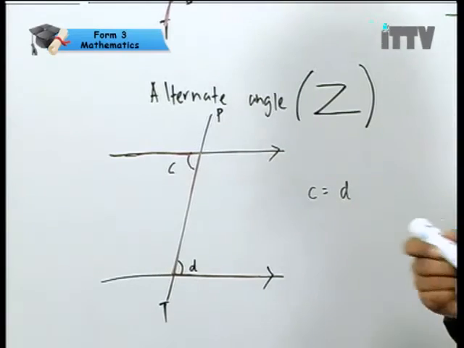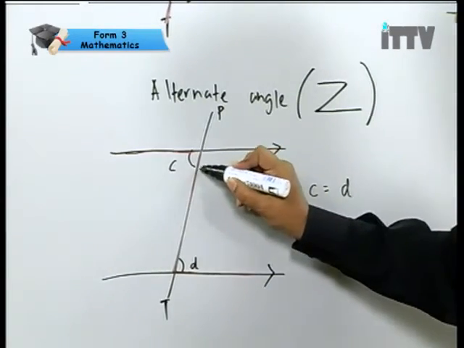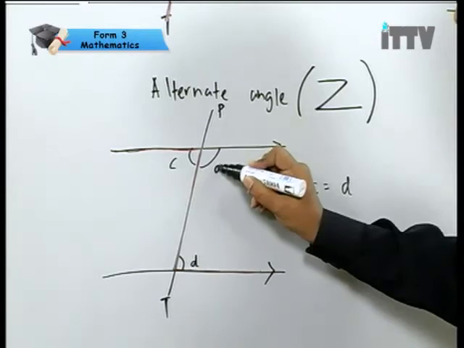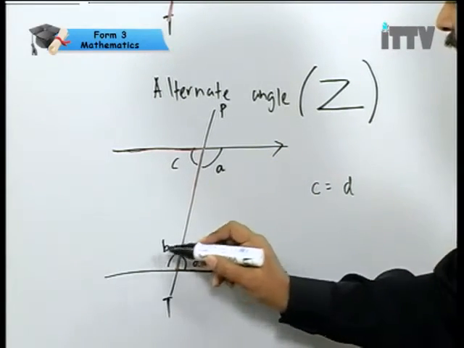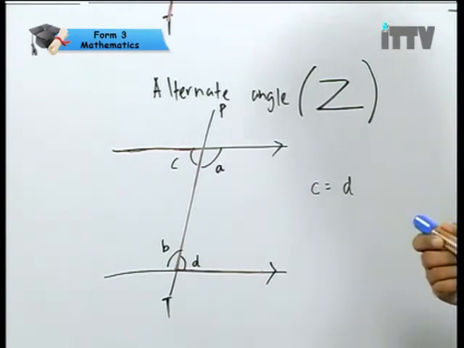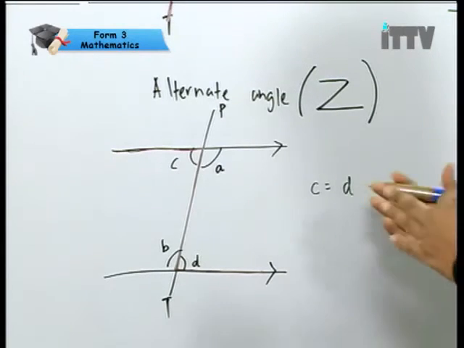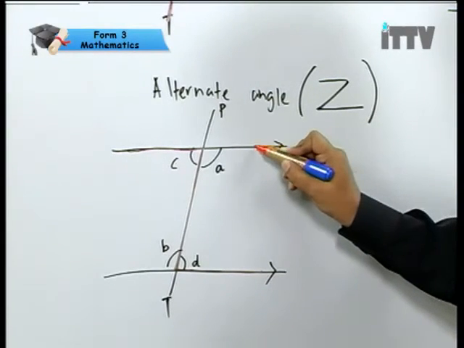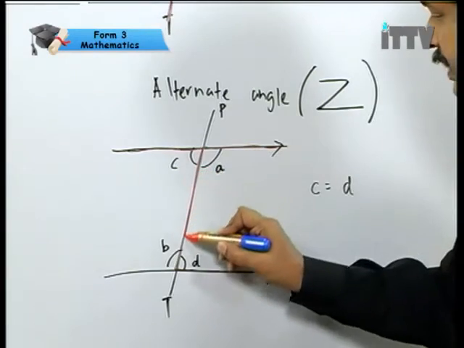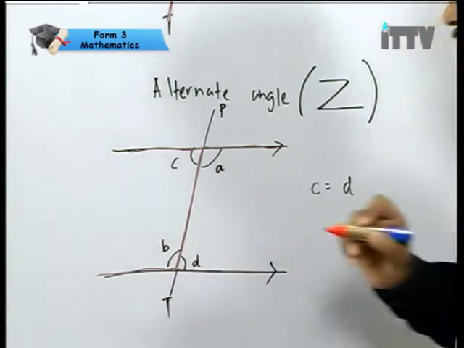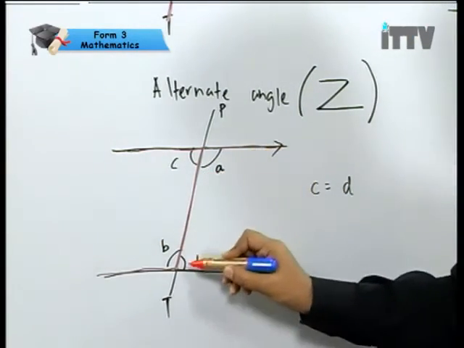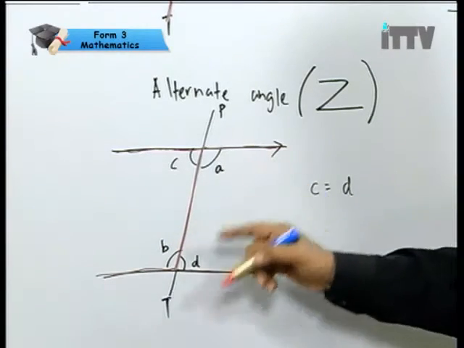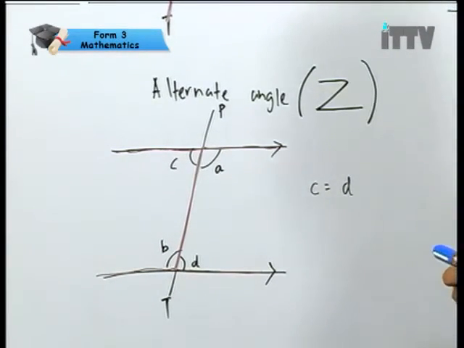Let us change the story. What happens if I have another angle here? Let us say it is A and we have a B here. It does not matter. Why? I can create a Z on this side. That means the Z comes from here all the way down and all the way across this way. So you can see a Z being formed. So therefore, A and B is also equal.